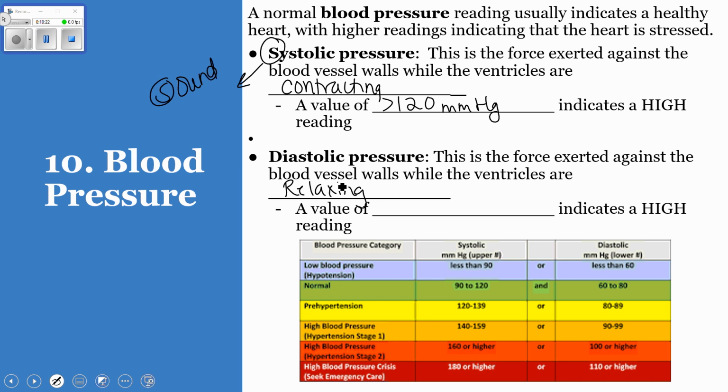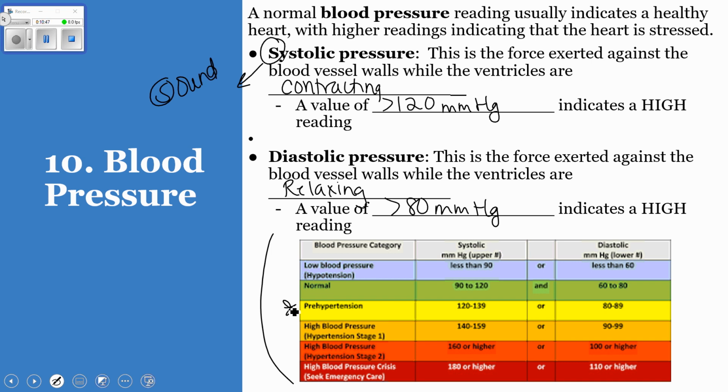Once again, we're looking for specific values in order to consider someone healthy or at risk for heart disease. A value that is going to be greater than that 80 mmHg indicates a high reading. Looking here, this is giving you what the different ranges are. Normal is 90 to 120 for systolic. Diastolic is going to be 60 to 80.